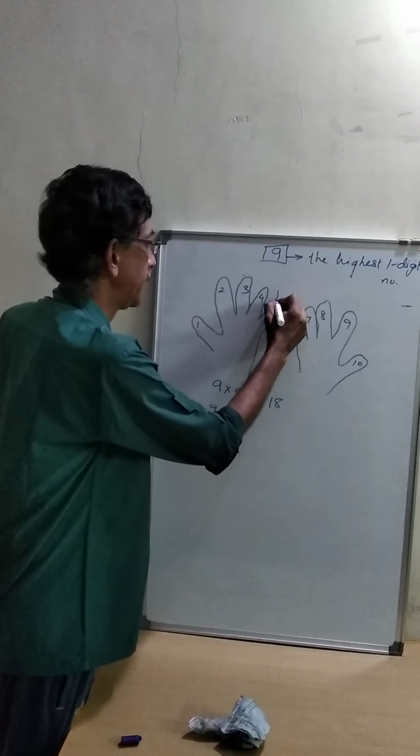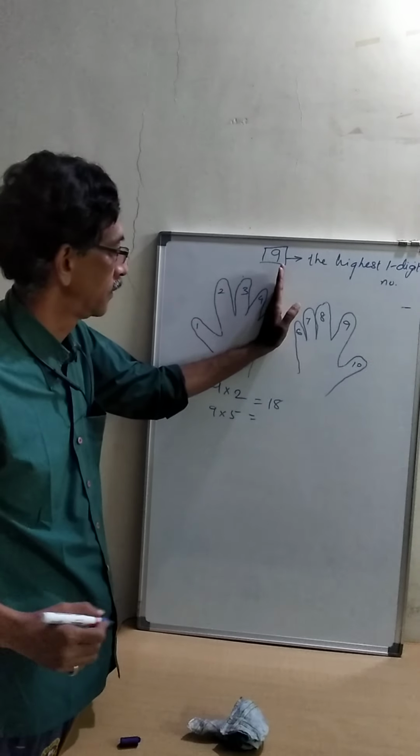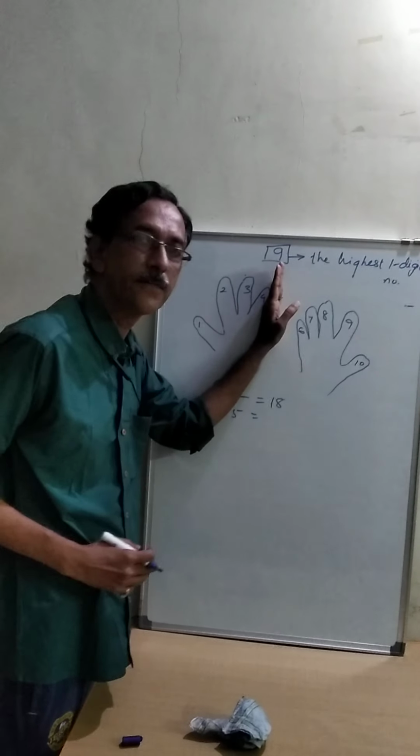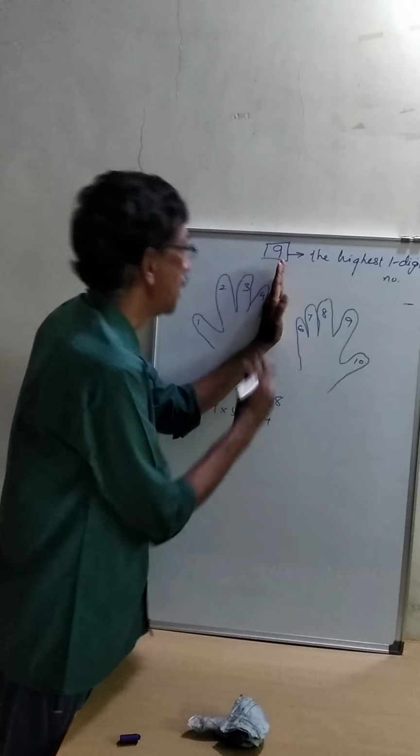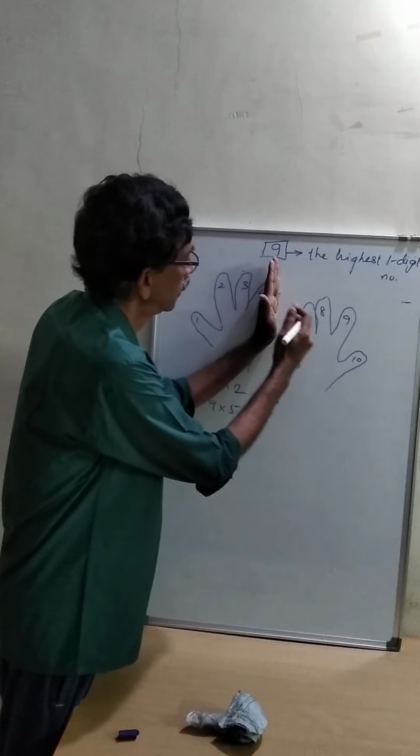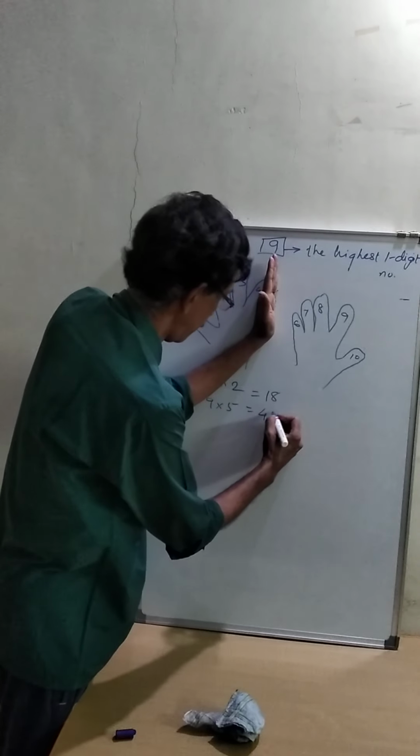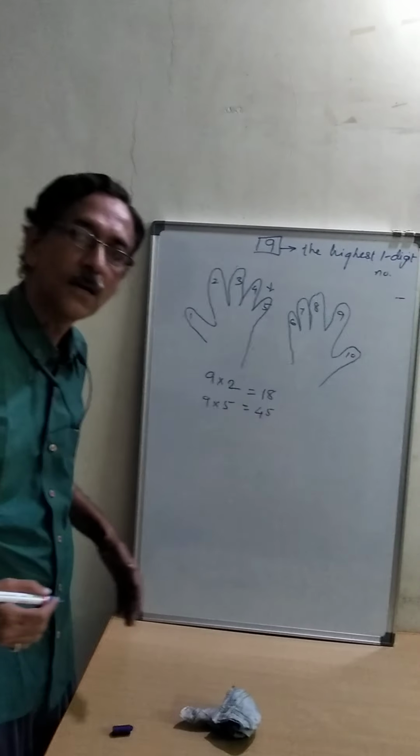Now we are looking at say 9 fives are. Okay? 9 fives are. So block 5. How many fingers are there before 5? 4. How many fingers are there after 5? 1, 2, 3, 4, 5. 5. So you get 9 fives are 45.